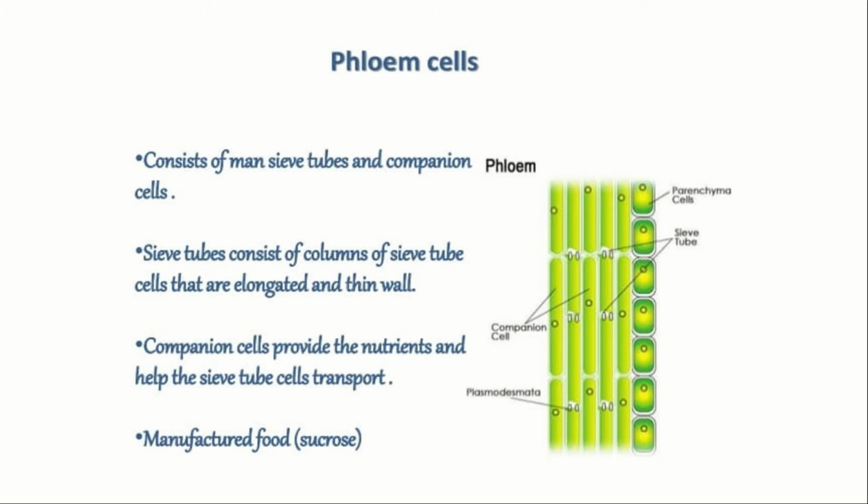Phloem cells consist mainly of sieve tubes and companion cells. Sieve tubes consist of columns of sieve tube cells that are elongated and very thin-walled. Companion cells provide the nutrients and help the sieve tube cells transport. It mainly manufactures food or sucrose. So in phloem cells, there are two types of helping components, that is sieve tube and companion cells.